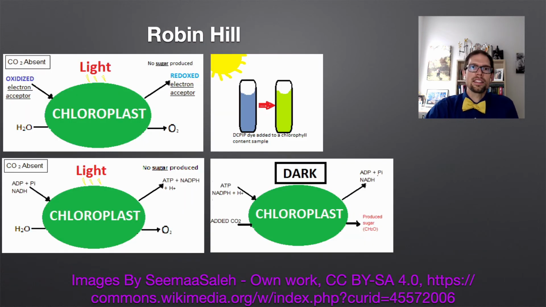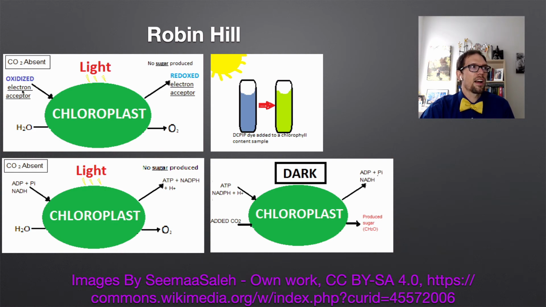All right, this is the experiment done by Robin Hill that is now known as the Hill equation. Robin Hill was looking at the light-dependent and light-independent reactions and what they actually depended on. And so he came up with this idea of isolating chloroplasts and exposing them to light in the absence of carbon dioxide.